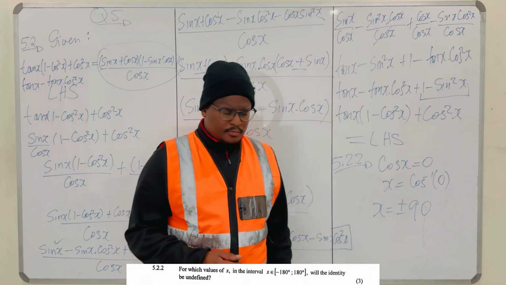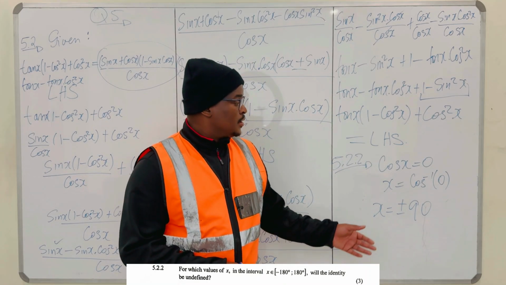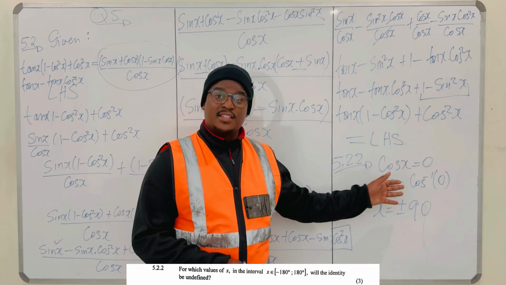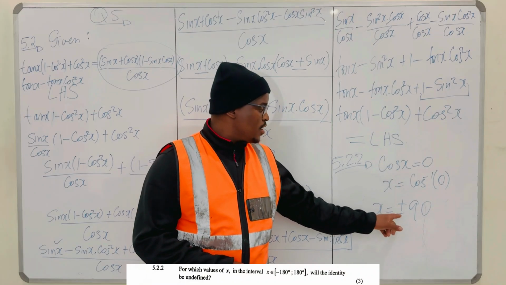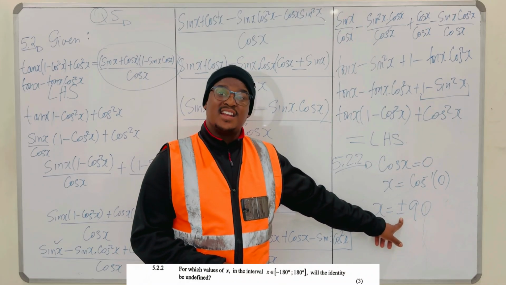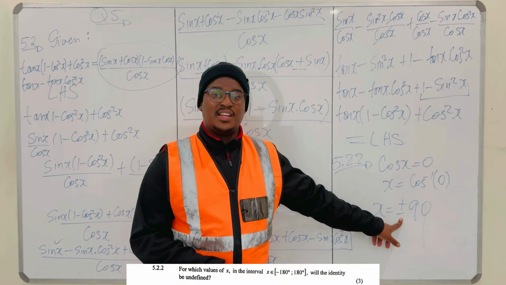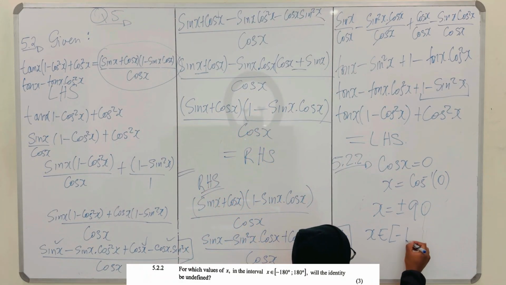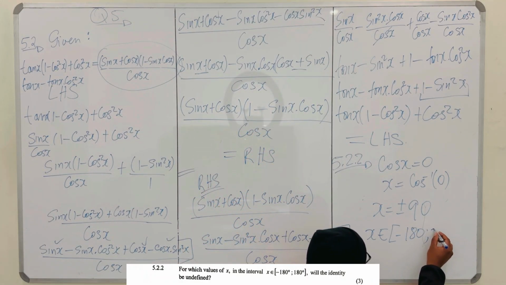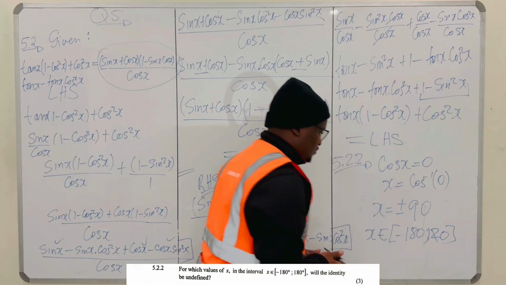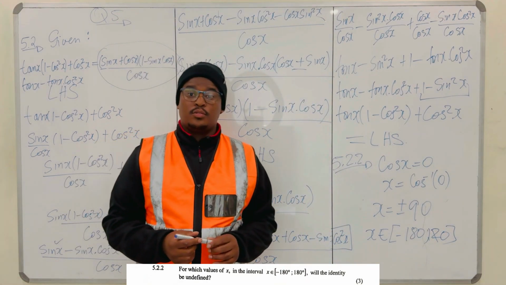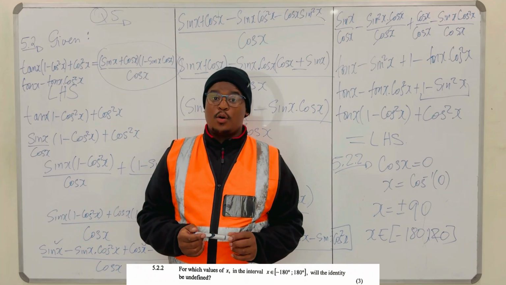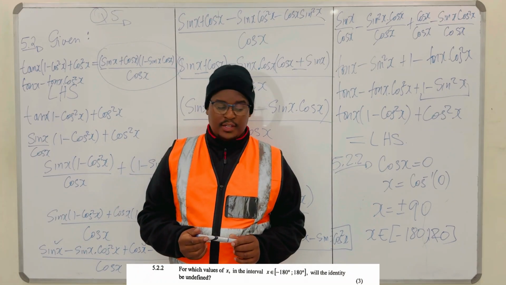So cosine of x is equal to 0 if x is equal to plus or minus 90 degrees on that given interval, which is x an element of minus 180 degrees to positive 180 degrees. We're done with 5.2. So I'm going to clean the board and we do 5.3. So let's go.